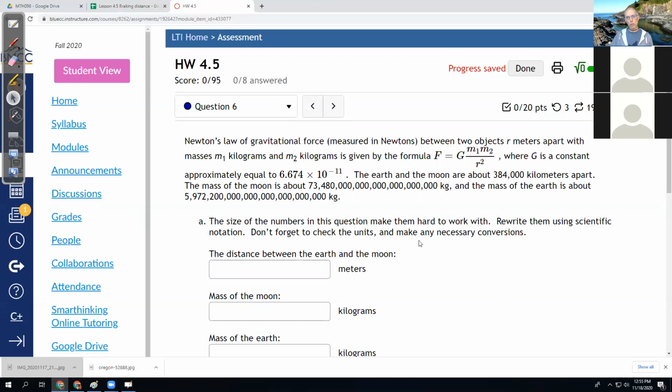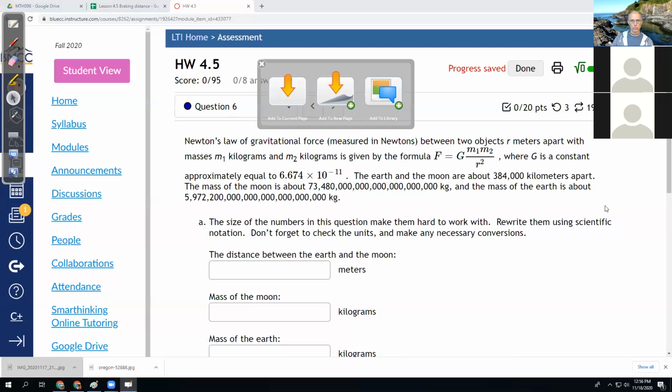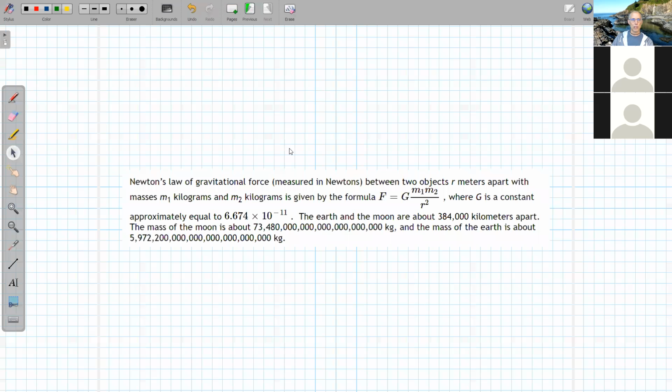Then we always want to double check, when we have formulas that involve units, that we're plugging in the right kind of units. If it says meters, we use meters, not kilometers, for example. So we'll have to pay attention to that. I'm going to copy this into my notebook so we can write some stuff down. New page, here we go.